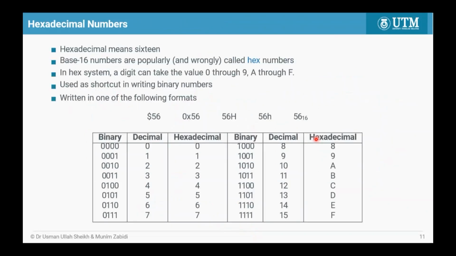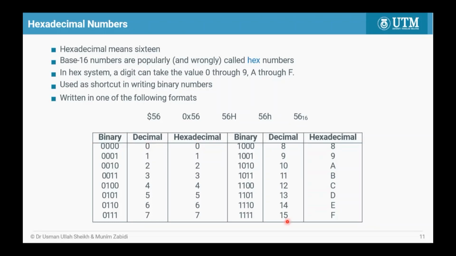Okay, so hexadecimal numbers mean 16. It is actually a base 16 number, popularly called a hex number. Sometimes every time you see "hex", it means that it is a hexadecimal number. In the hex system, a digit can take a value from 0 to 9, followed by A through F. 0 is represented by 0, and 1, 2, 3, 4, 5, 6 until 9 are similar to decimal. But to represent the number 10 in hexadecimal, it is labeled as A, 11 is B, 12 is C, and F is 15.